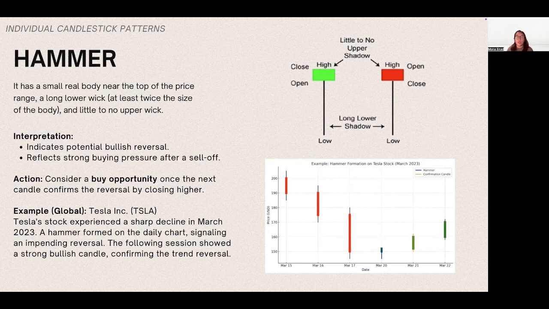Now, an example would be in March 2023, when Tesla stock experienced a sharp decline over several trading sessions. So a hammer candlestick appeared on the daily chart at a key support level of $150. Now the candlestick had a long lower wick showing significant selling pressure during the session, but the stock closed near its opening price as buyers stepped in strongly. As you can see, on the following trading day, a large bullish candle confirmed the reversal. This indicated a potential buy opportunity for traders who anticipated a recovery in Tesla's stock price.